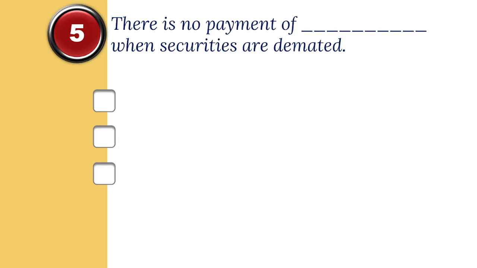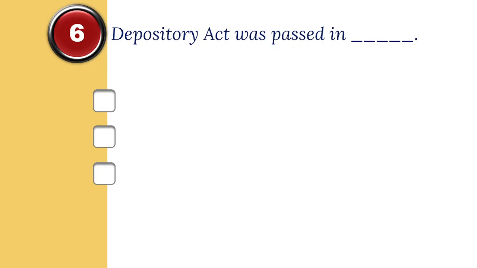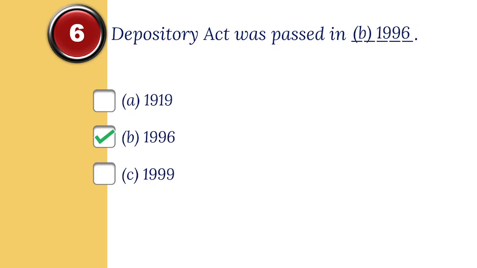5. There is no payment of dash when securities are dematted. The options are A. Octroi, B. Wealth tax, C. Stamp duty. And the correct option is C. Stamp duty. 6. Depository Act was passed in dash. The options are A. 1919, B. 1996, C. 1999. And the correct option is B. 1996.